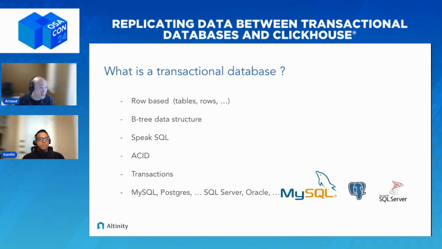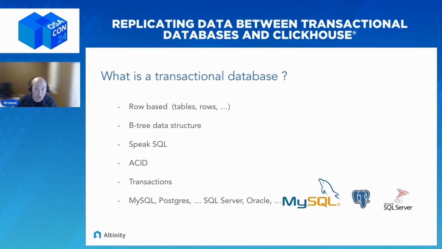So, transactional database, what is it? It's been there for 50 years. Everybody knows what it is. It's a textbook database. It is row based. So it has tables, rows, triggers, indices, and it's usually B-tree based. That's the data structure. It speaks SQL, and it's usually ACID: atomic, consistent, isolated, and durable.